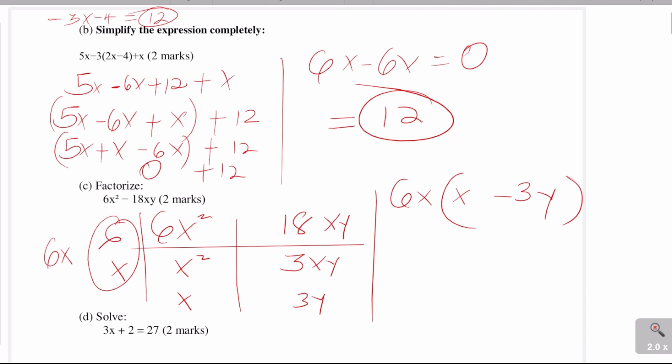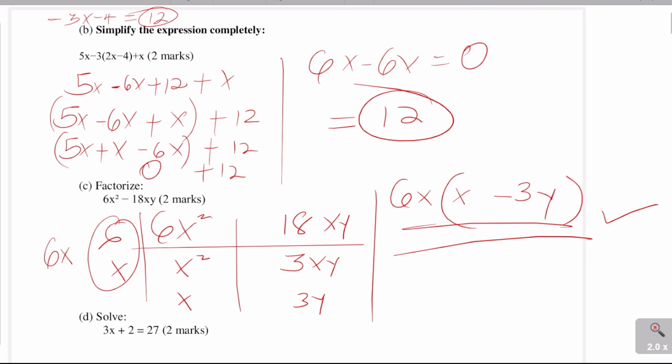3y. Actually, when you look at what we have here, the solution is here. When you factor out 6x in 6x squared, you get x. X is there. You factor out 6x in 18xy, you remain with 3y. So 3y is there. So that one is fully factorized. So that is how you factorize that.